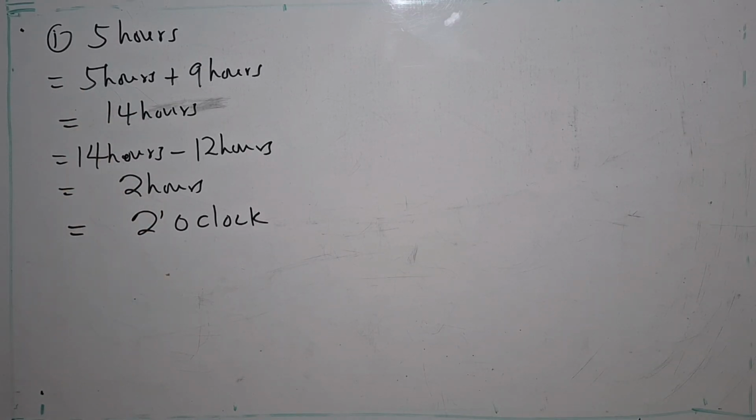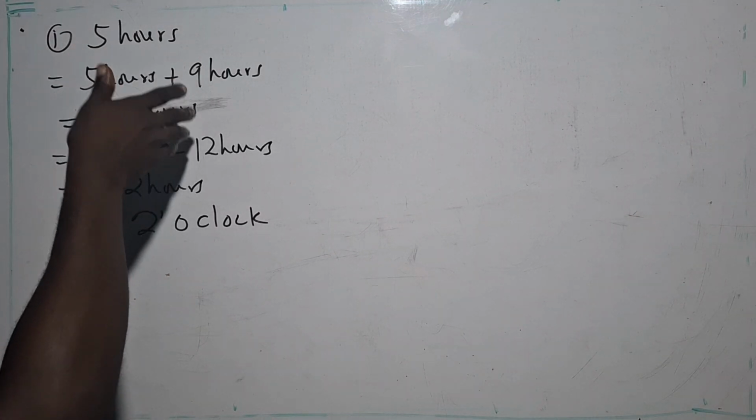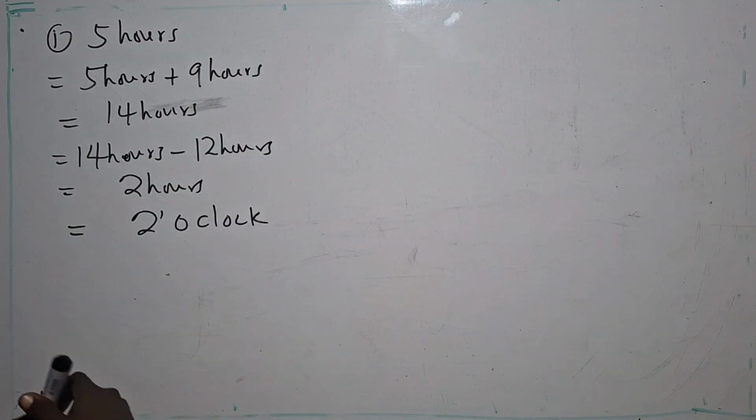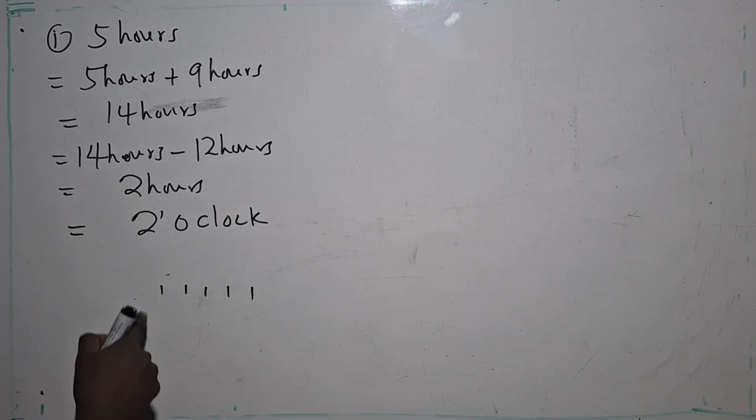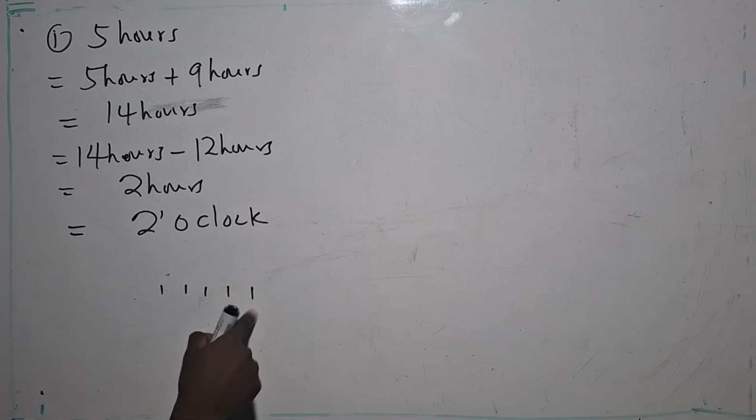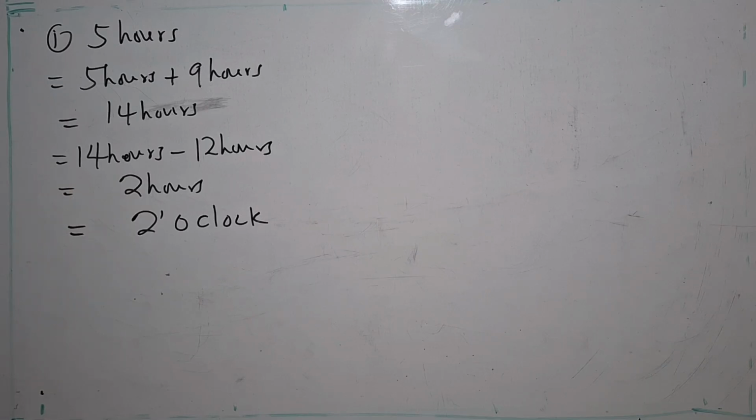And is it true? If it's 9 o'clock now, 5 hours to come, let's use our normal counting: 1, 2, 3, 4, 5. So 9 o'clock now, then 10, 11, 12, 1, 2. So indeed, our calculation is correct. This is how we use modulo to calculate for time.